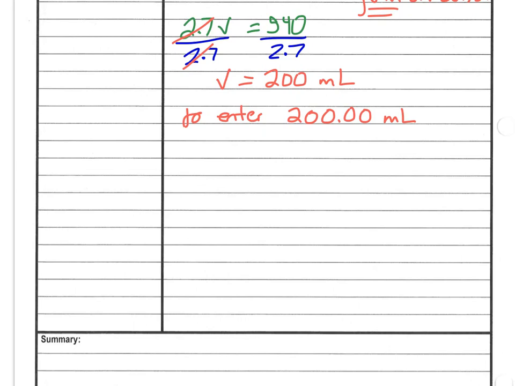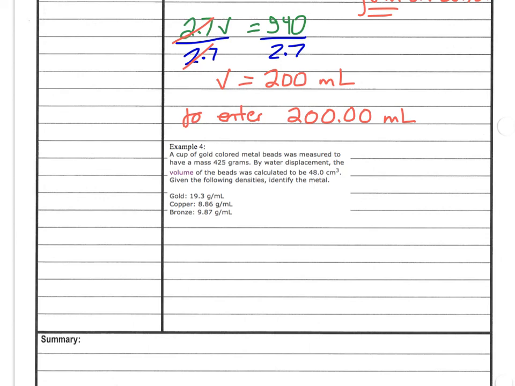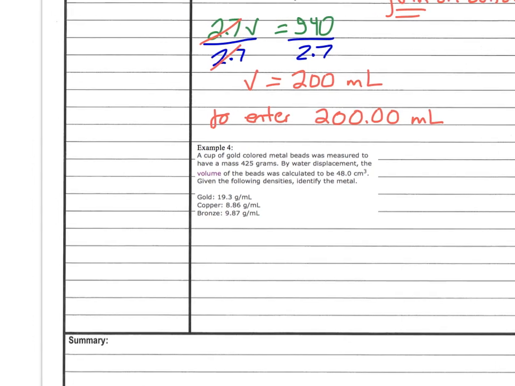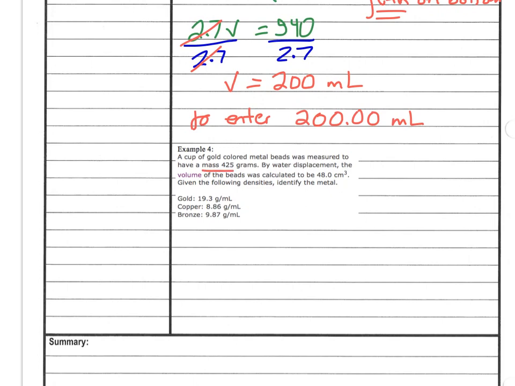Okay, so let's do one more example. This example is a two-part sort of example, but it's not terribly difficult. It says a cup of gold colored metal beads was measured to have a mass of 425 grams. By water displacement, the volume of the beads was calculated to be 48.0 centimeters cubed. Given the following densities, identify the metal. It doesn't really say it here, but your goal is to find the density. So that's what we're going to start with.